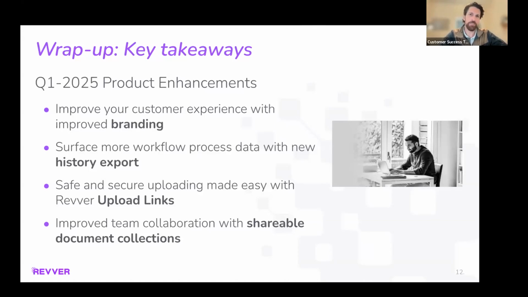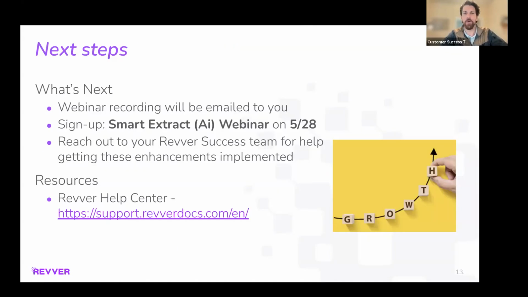Just wanted to wrap this up with the key takeaways for the Q1 2025 product enhancements. Number 1 was improving your customer experience with improved branding. 2 was surfacing more workflow processing data with the history export. 3, safe and secure uploading made easy with Revver upload links. And 4, improved team collaboration with shareable document collections. Please reach out to your Revver Success team, and we'd be more than happy to connect with you and help implement some of these things within your organization.